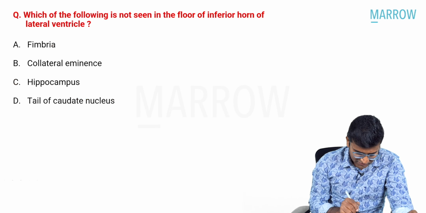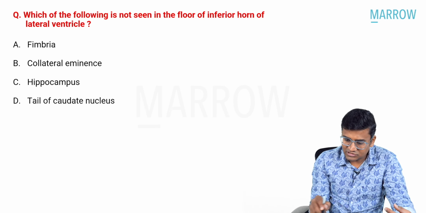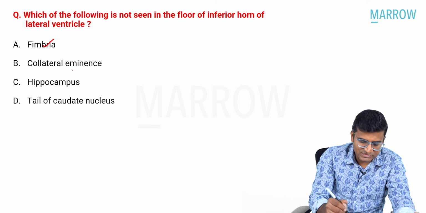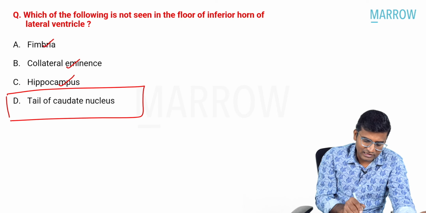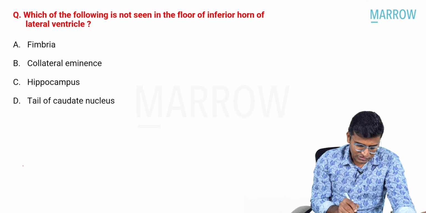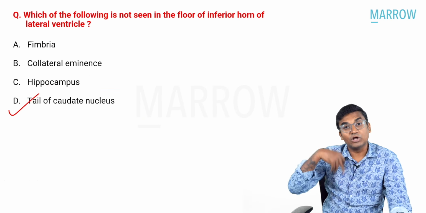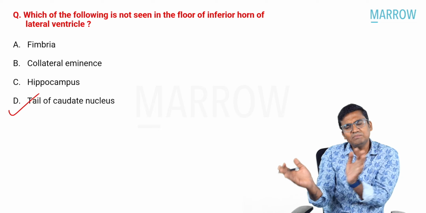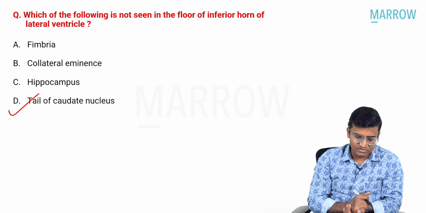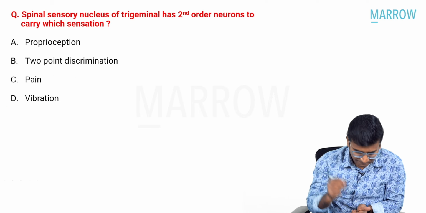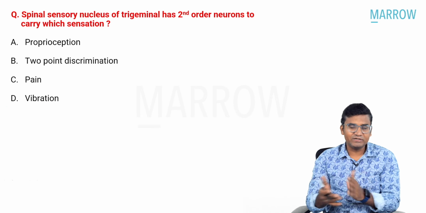Okay. So which of the following is not seen in the floor? Fimbriae is present, collateral eminence, hippocampus is present, but not our tail of caudate nucleus. So the tail of caudate nucleus, it is in the roof, not in the floor. So remember some basic relations, that itself is sufficient to answer these types of questions. Okay, right. Next, again this is a repeat question only.